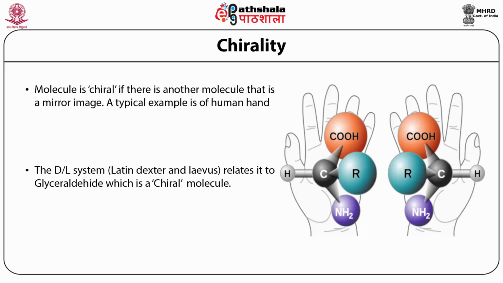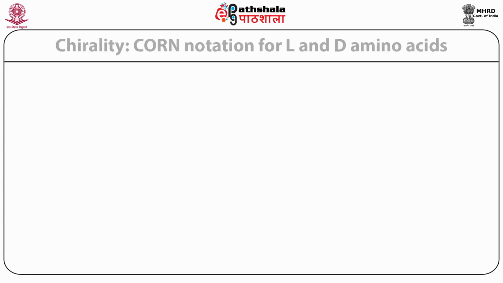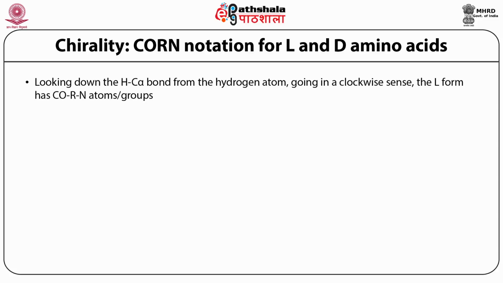There are various ways to understand the chirality of amino acids. One famous way is CORN, C-O-R-N, CORN notation for L and D amino acids. Look down from H to C alpha atom, the hydrogen atom to C alpha atom, and then look from left to right or in a clockwise sense.